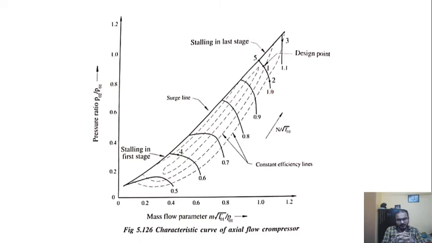On the x axis we are having mass flow parameter, and on the y axis we are having pressure ratio. And we have already discussed surge in the centrifugal compressor, so a similar surge phenomenon is also observed over here. This is the surge line that we are observing.